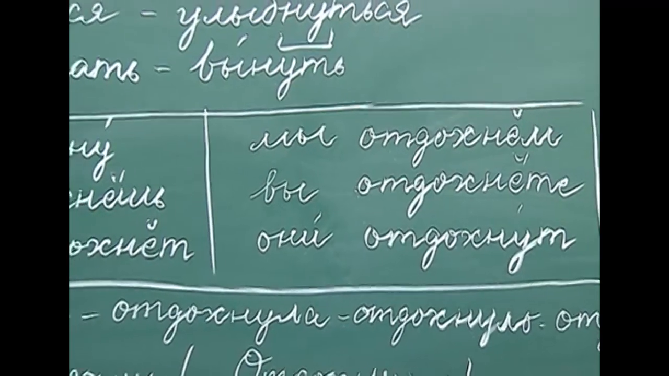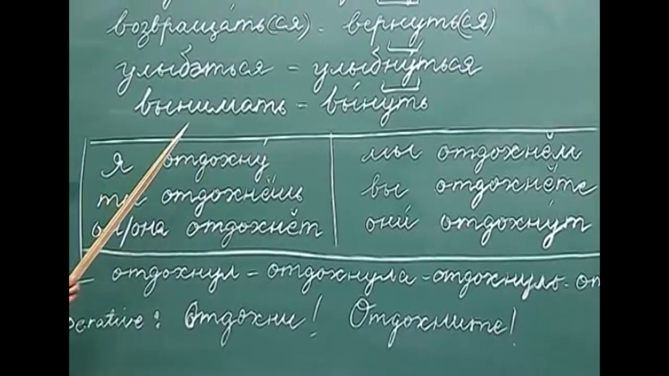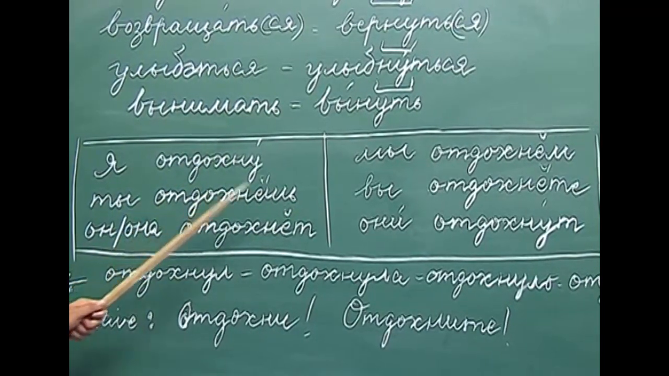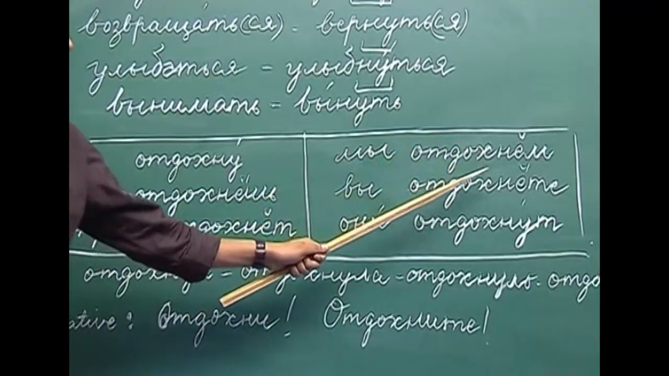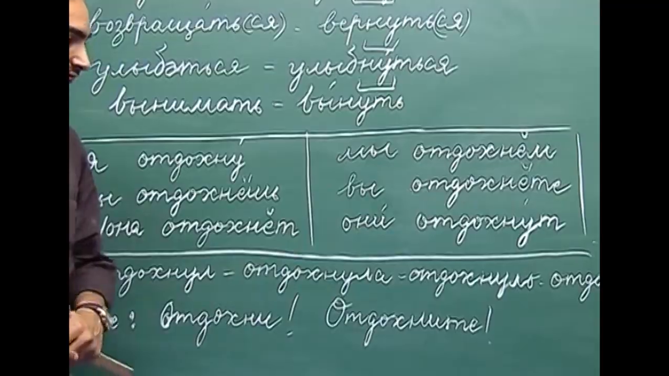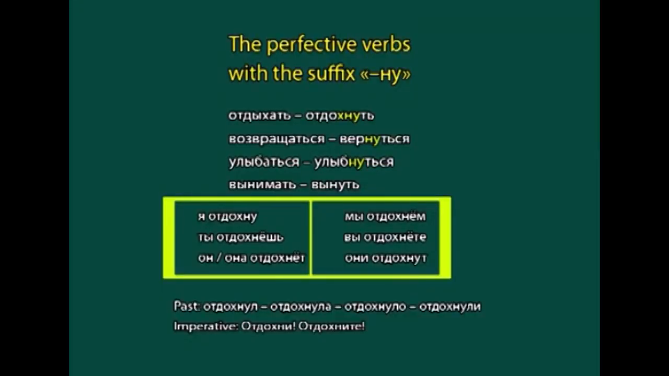Ya otdokhnu, ty otdokhnyosh, on/ona otdokhnyot, my otdokhnyom, vy otdokhnyote, oni otdokhnut. Let's repeat it once again. Ya otdokhnu, ty otdokhnyosh, on/ona otdokhnyot, my otdokhnyom, vy otdokhnyote, oni otdokhnut. So, all the verbs of perfective aspect with suffix nu will have similar conjugations.